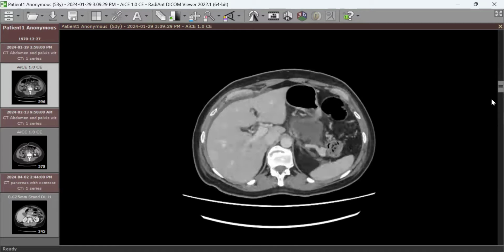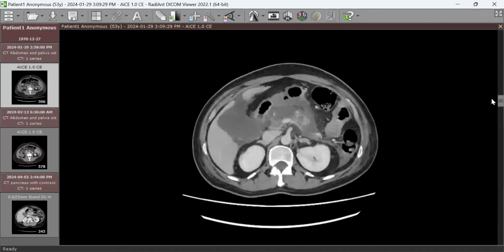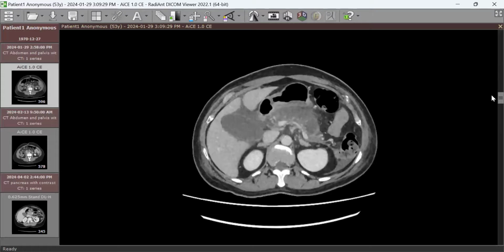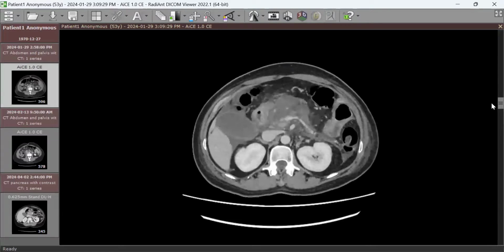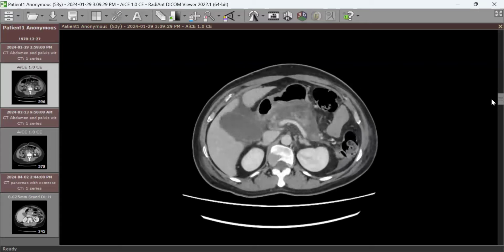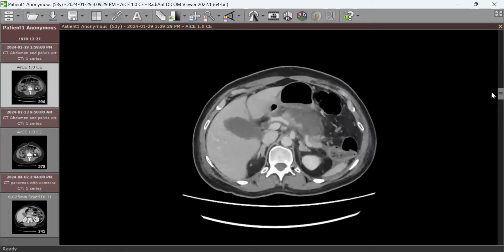Something about the surrounding fat. Yes, look at the small bowel mesentery. You're right. Look at the posterior wall of the stomach. The process is filling the lesser sac. And what do you think of the posterior wall of the stomach here?